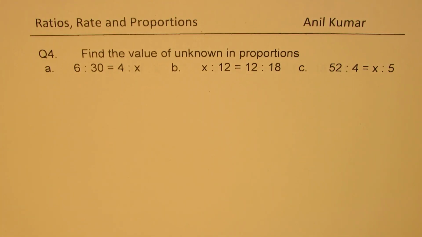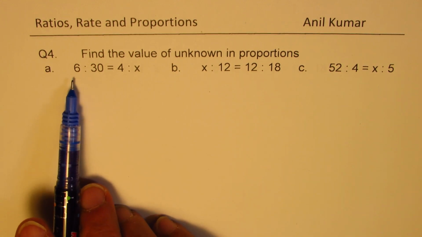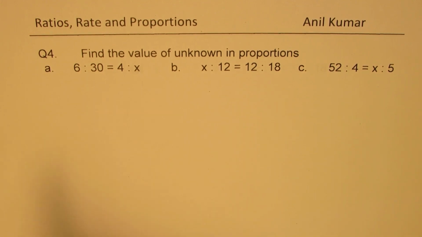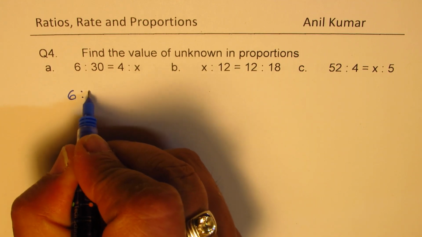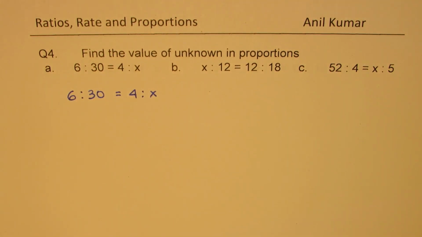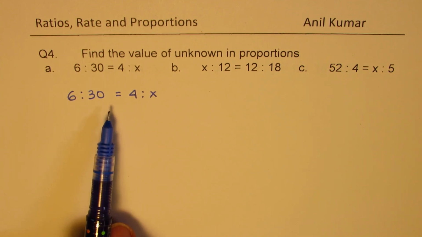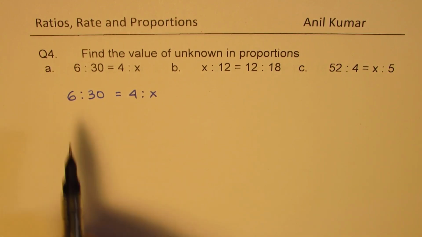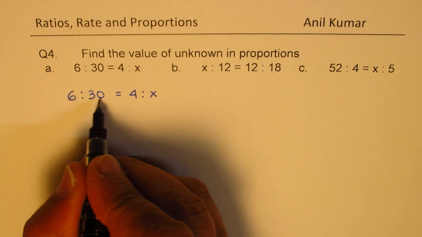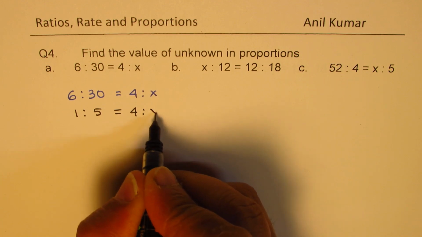Question number 4. We need to now find the value of the unknown in the proportions. So we have 6 is to 30 equals 4 is to x. Let me rewrite this. 6 is to 30 equals 4 is to x. Now the idea is to get the value of x. There are a couple of ways in which we could do it. One, we could write the left side in lowest terms. 6 is to 30 could be written as, dividing both terms by 6, 1 is to 5 equals 4 is to x.